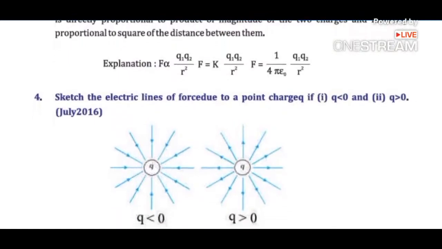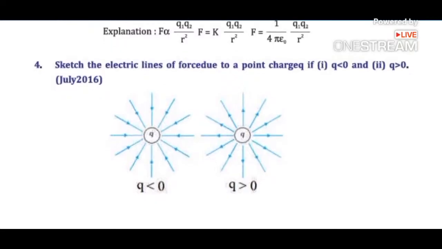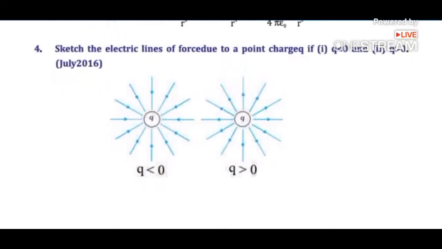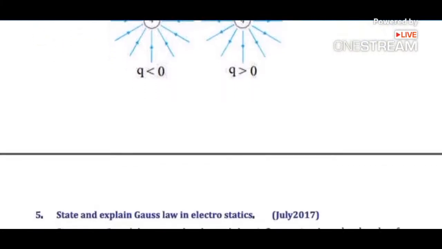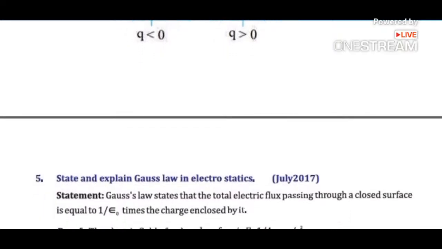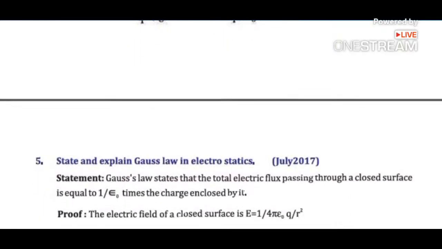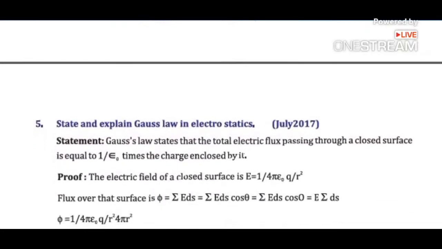Question 4. Sketch the electric lines of force due to a point charge Q if Q > 0 and Q < 0. Answer. Question 5. State and explain Gauss' law in electrostatics. Statement. Gauss's law states that the total electric flux passing through a closed surface is equal to 1/ε0 times the charge enclosed by it.